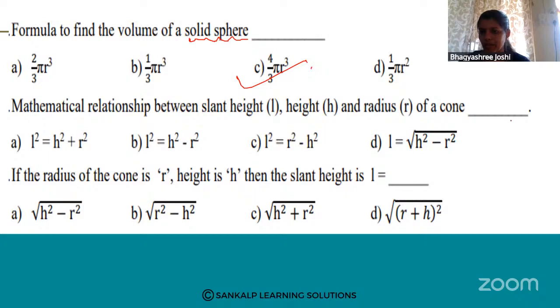L is equal to square root of H square minus R square. So which option is right here? A option, L square is equal to H square plus R square. So option A is right.